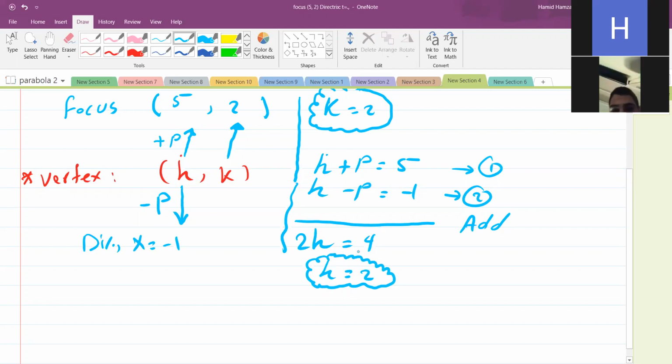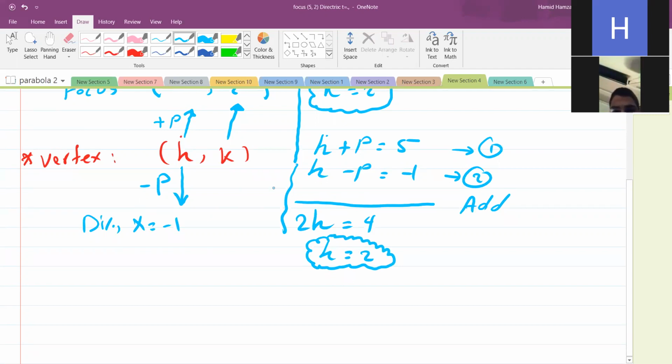H, the value. The last character I wanted to find is B. What is the value of B? Just substitute the value of H in one of the two equations. H equals 2 in this equation, for example. So 2 plus B equals 5. So B equals 5 minus 2, which is what? 3. Now I get the three characters.